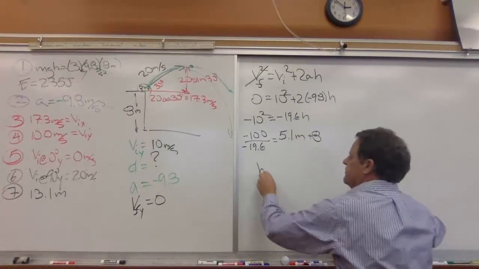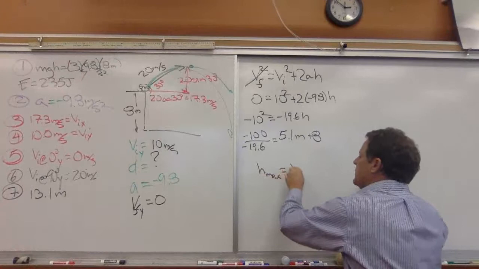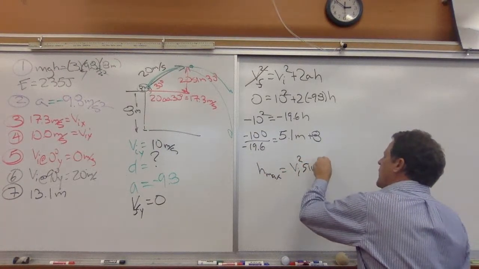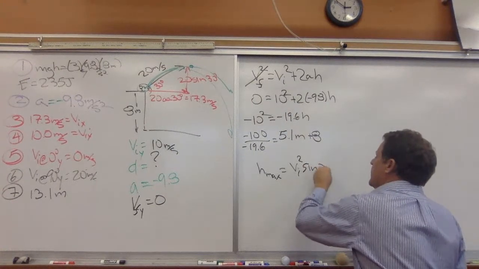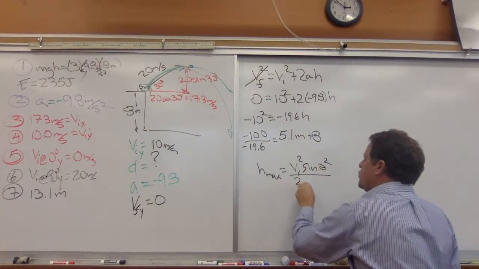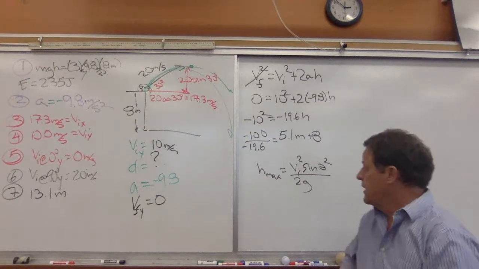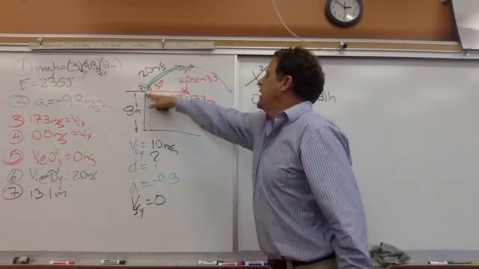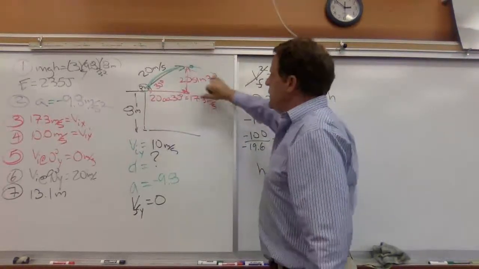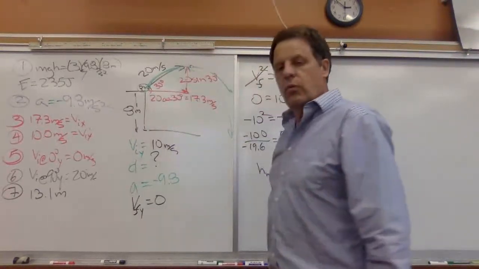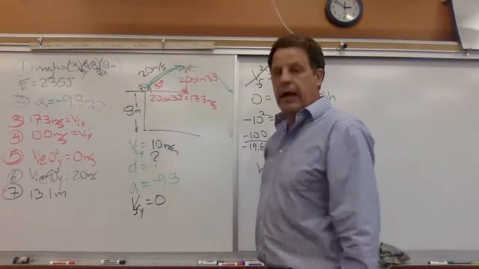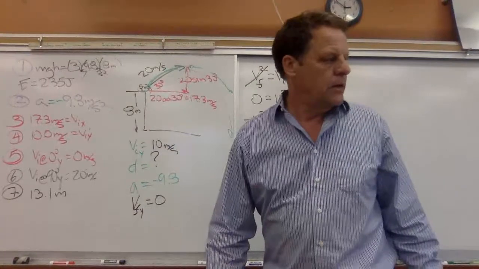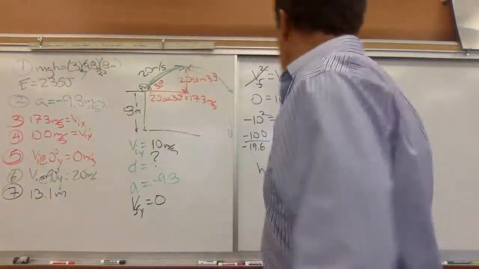Now, we can use the equation for max height. H max is equal to VI squared sine theta squared divided by 2g. Okay, this only works on level ground, right? But if we were to calculate it from here to here, then that height right there would be 5.1. And again, we would add on our 8 and get back to the same thing.